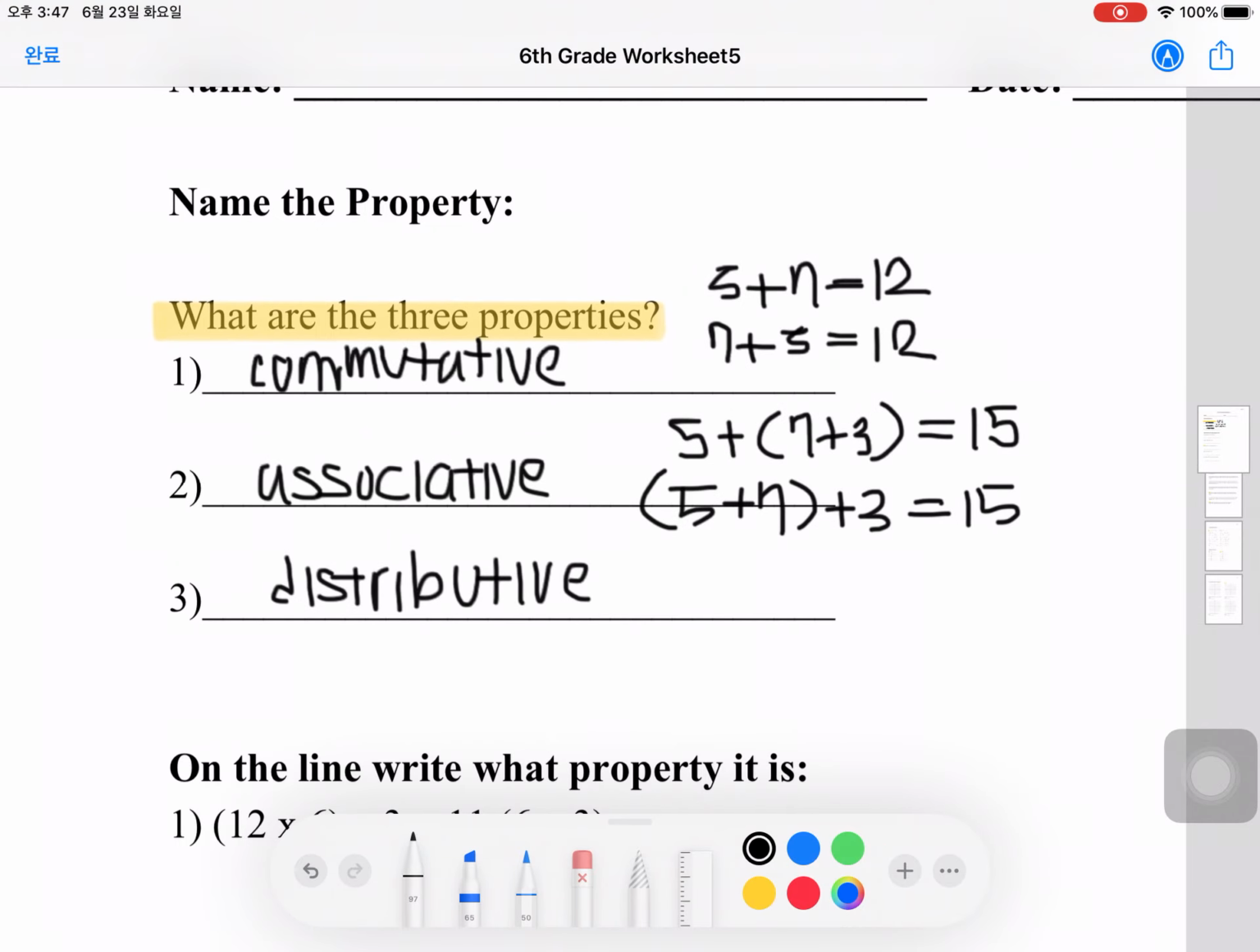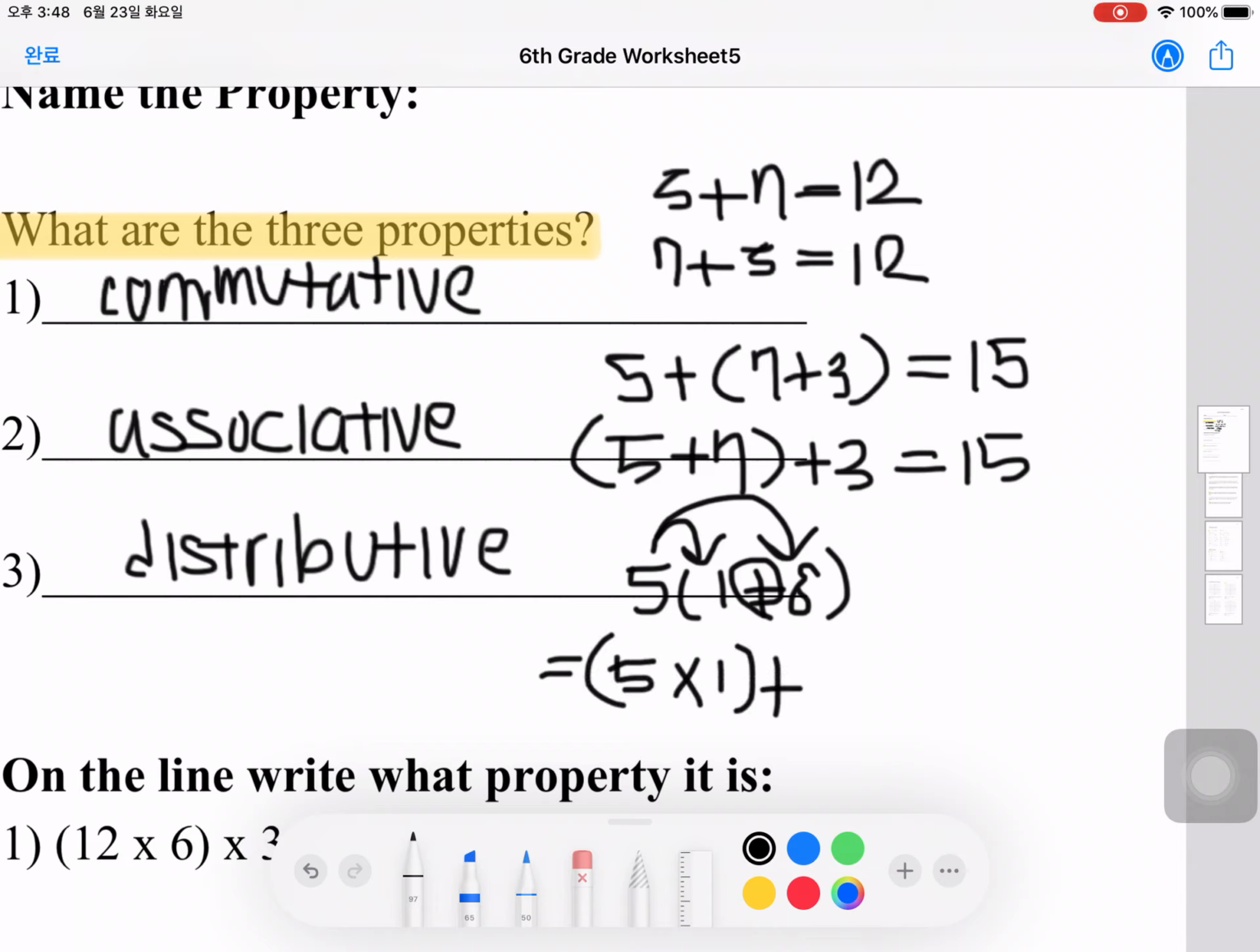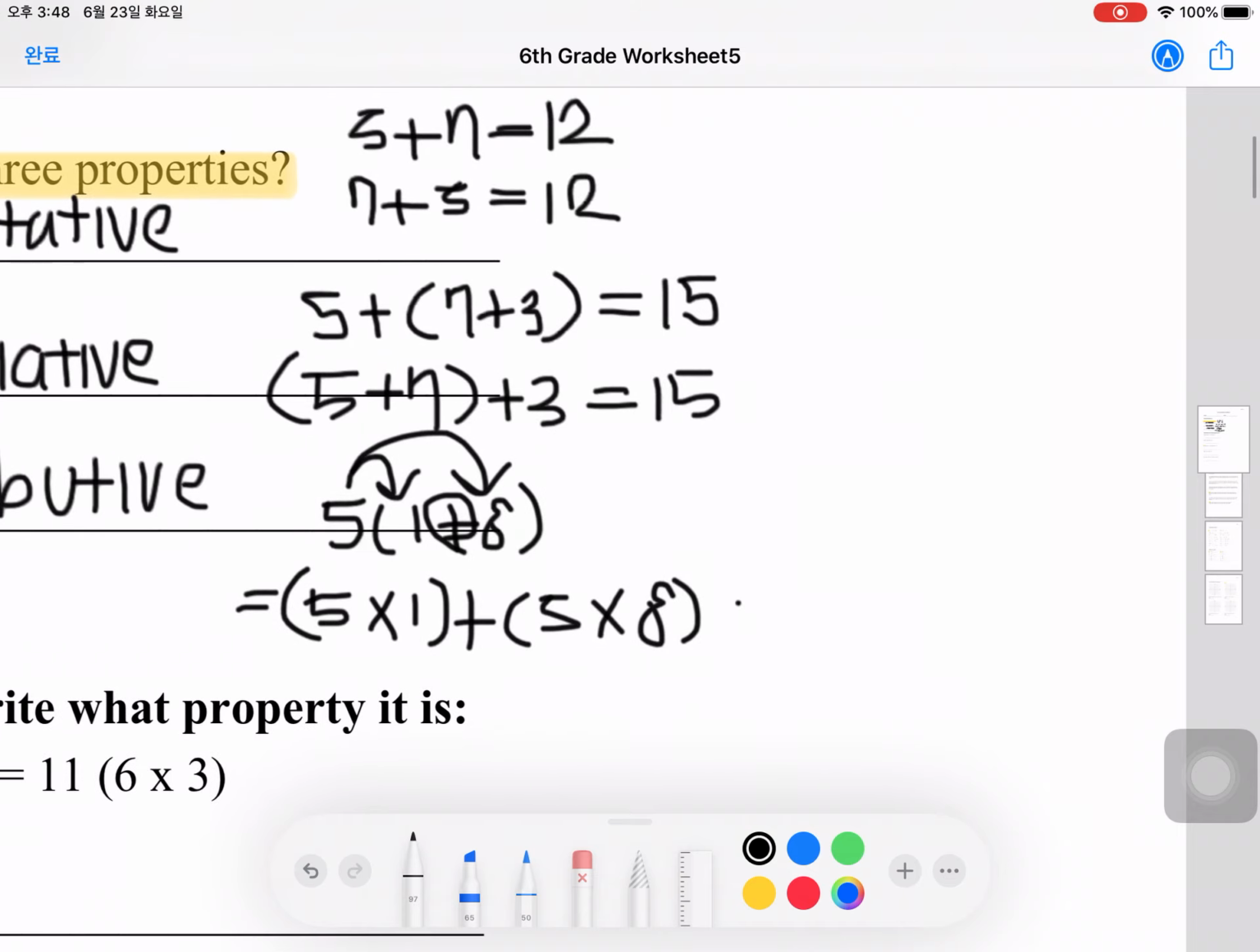And now for distributive. Just as the name suggests, distributive is just distributing the numbers. So, for example, if it was 5 times (1 plus 8), we would write that as 5 times 1 plus 5 times 8, because we just distributed that. And that would equal 5 plus 5 times 8, which is 5 plus 40, and that would come out to 45.